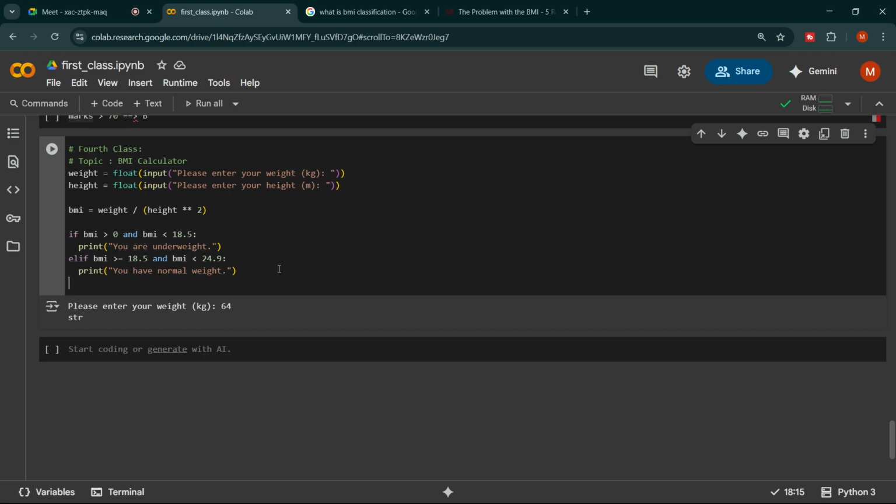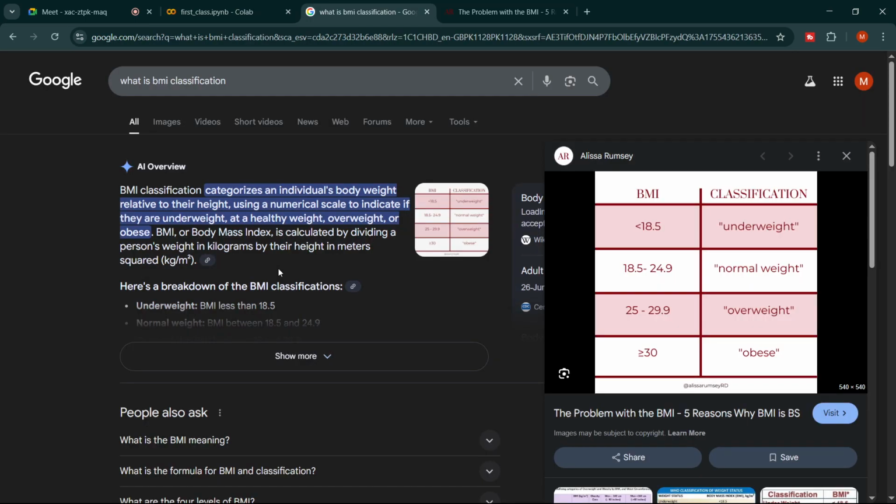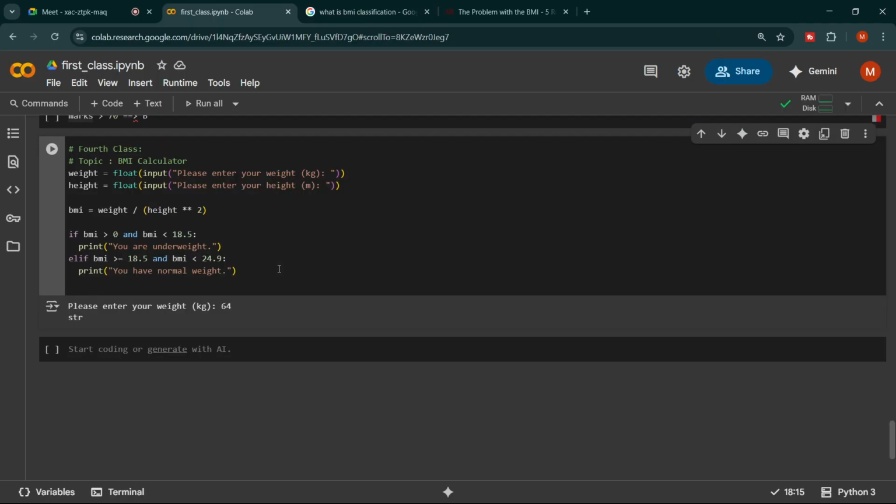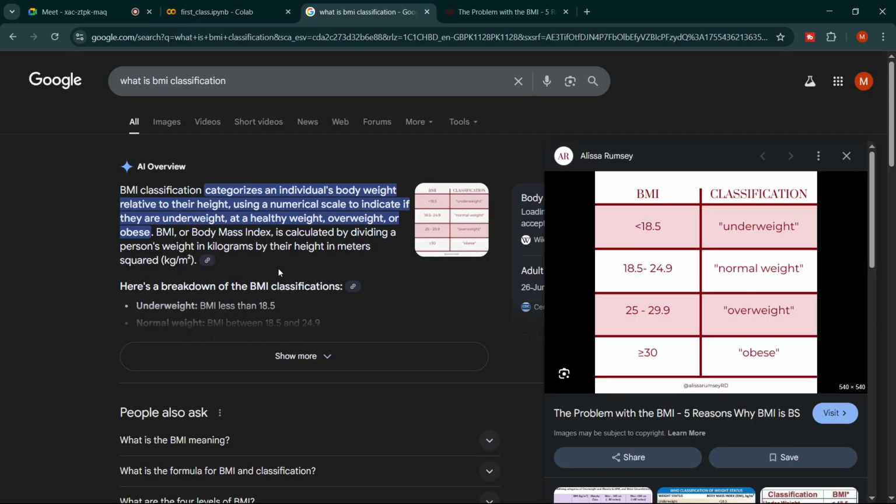Okay, so we have two more conditions. So what I said, we will only write the last condition with else statement and the first condition with if statement, and the remaining in between conditions we will be using elif for the in between conditions. So let's say I have one more condition, so I will be using elif. And what is the range? Like from 25 to 29.9.